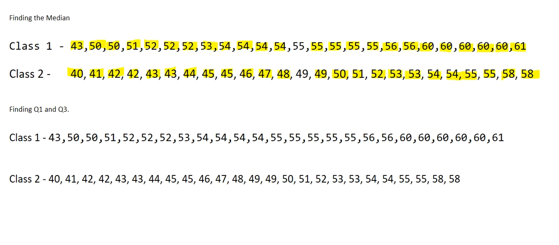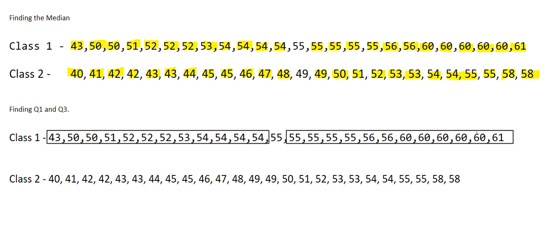Now once you have that, it makes it so much easier to find Q1 and Q3, or in other words, quarter 1 and quarter 3. So let's start with class 1. Now that you have your median 55, what you have to do is box out from the left of 55 and from the right of 55, like so. As you can see, the median 55 is in the middle.